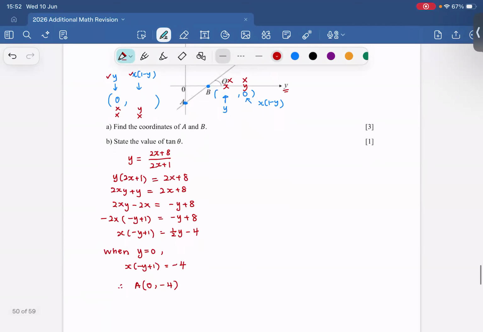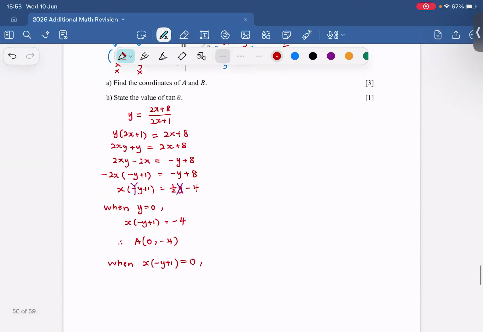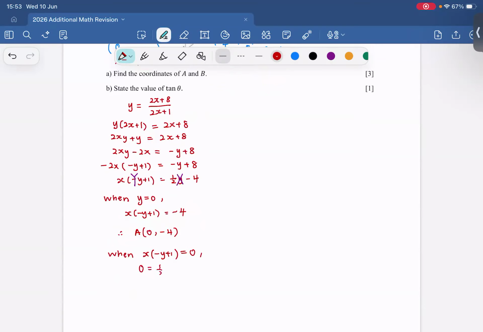How to find the coordinate of B? To find the coordinate of B is when this. Okay, so you can see this is actually your big Y. This is so-called your big Y. This is now your big X. Okay, so when X bracket negative, because this is the X intercept, so the big Y is 0. So 0 equals to half Y minus 4. So half Y equals to 4. Y equals to 8. So therefore the coordinate of B is 8, comma 0.